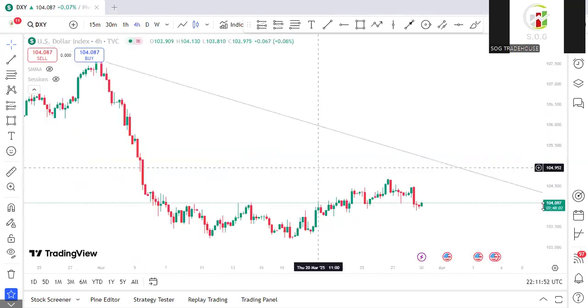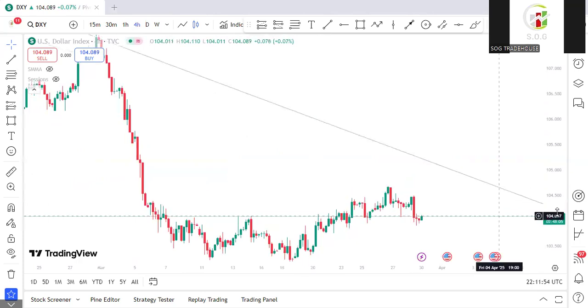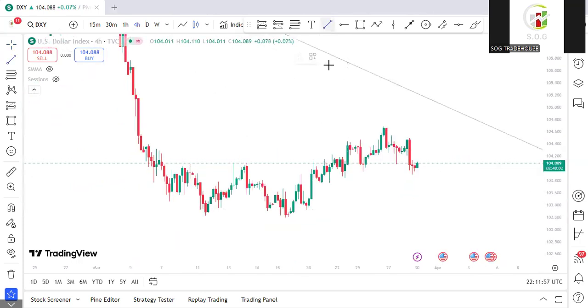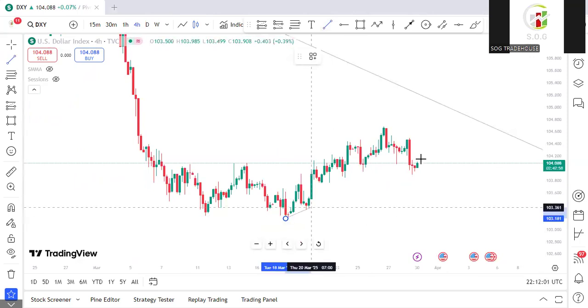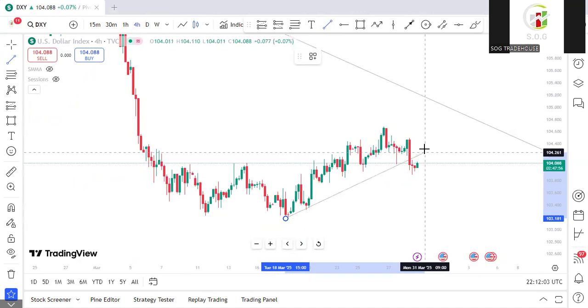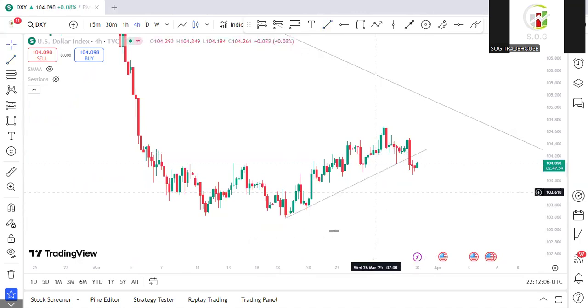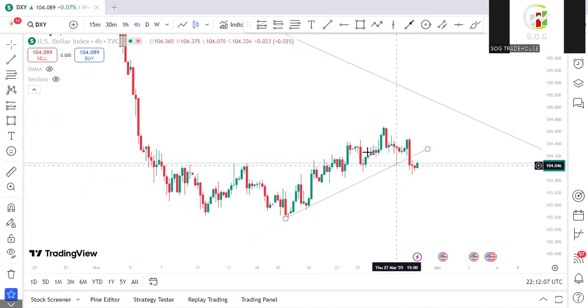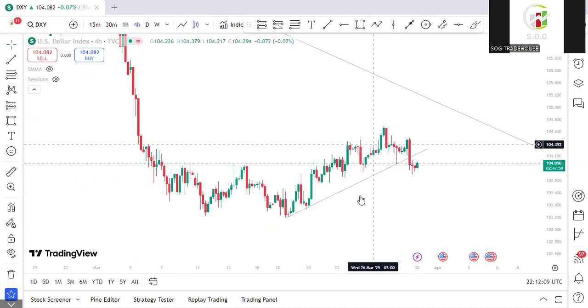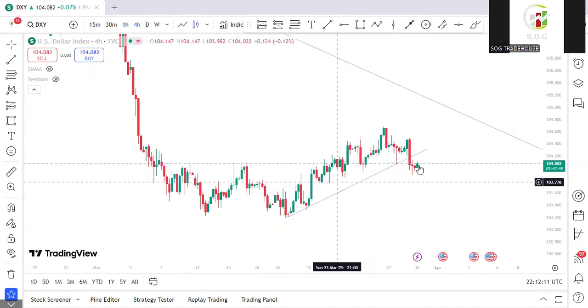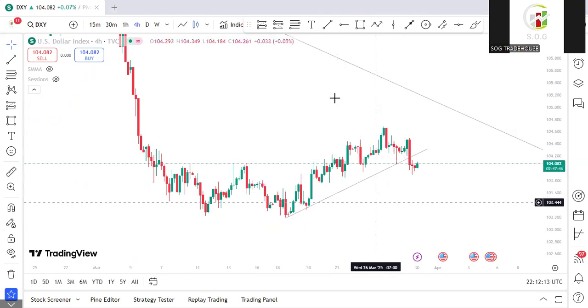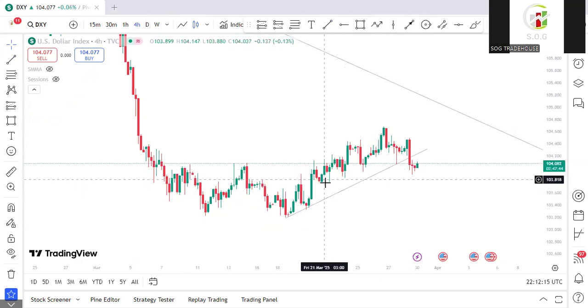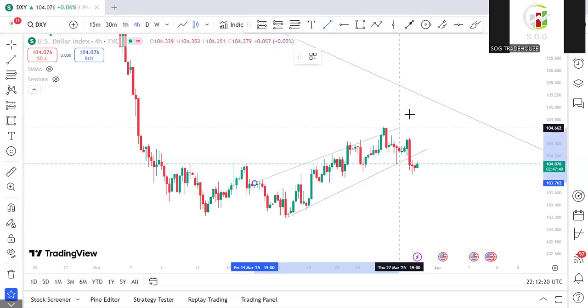So on the 4-hour time frame, you can see DXY has broken out of this consolidation over here. This build up, like I always say, guys, after every consolidation, there must be an expansion. That's how the market moves. The market consolidates and expands. And we can also draw out these highs over here.